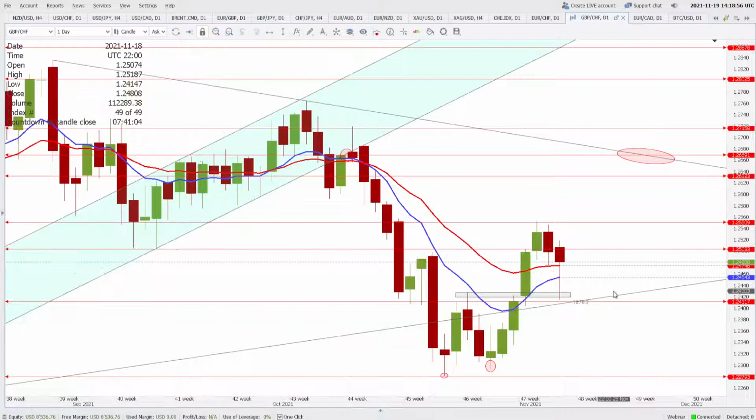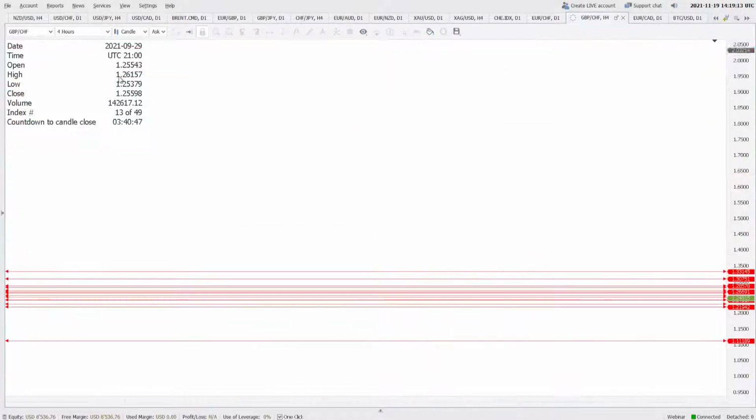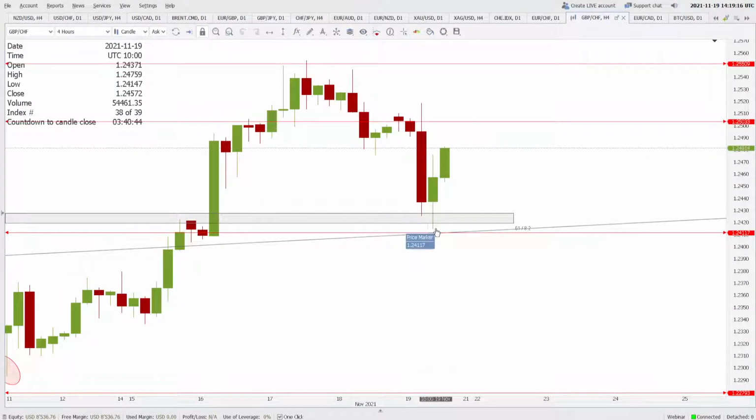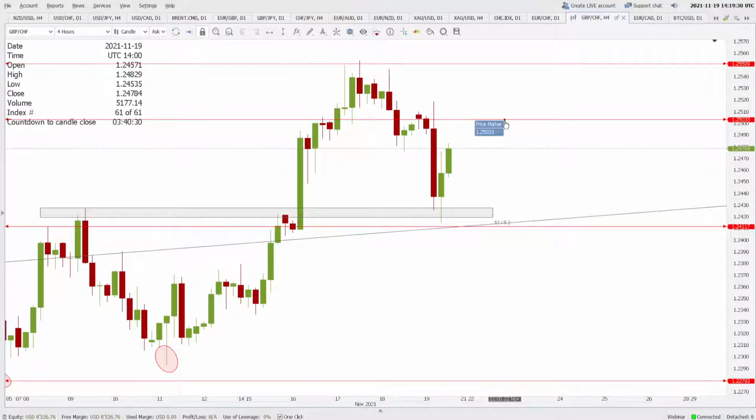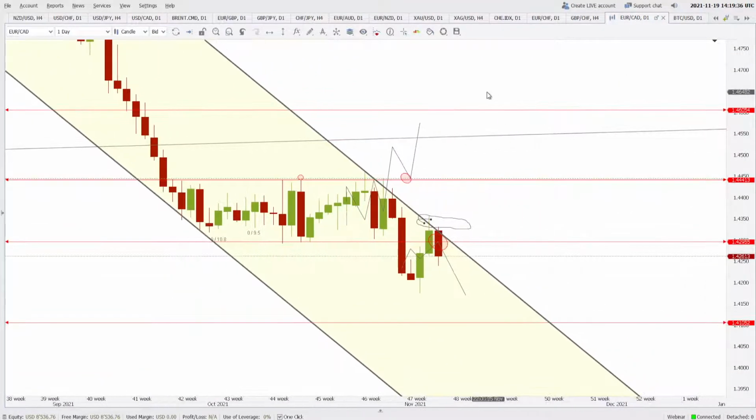GBPCHF also met with the resistance of 1.2550 2 days back. Today it has met with a support of 1.2411, not exactly, but has made an intraday low of 1.2414, which was very close to our level of 1.2411, and now that level is acting as a good support. If you switch to the 4-hour, you will notice that the price has found a very nice support in this area, and now it is trying to go and test 1.2503 again. Now if the 1.2503 acts as a good resistance, it can push the price back to this area of 1.2411. Right now 1.2503 is the immediate resistance, 1.2411 is the immediate support for the GBPCHF.